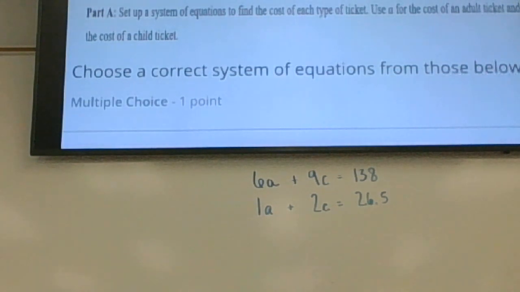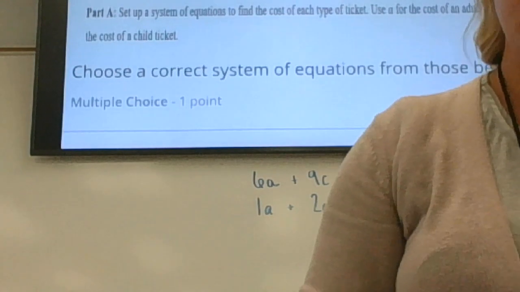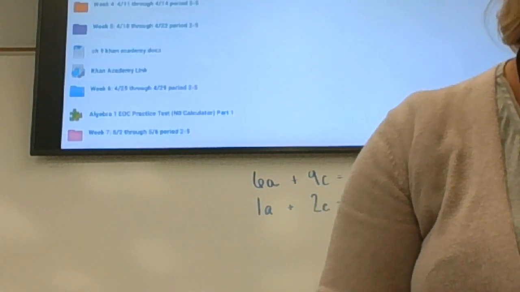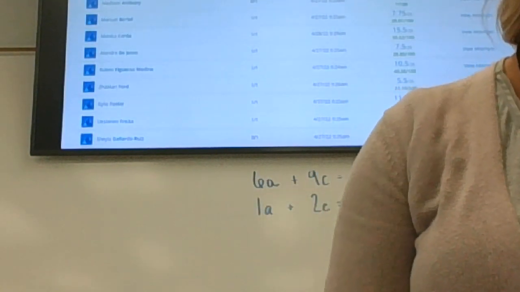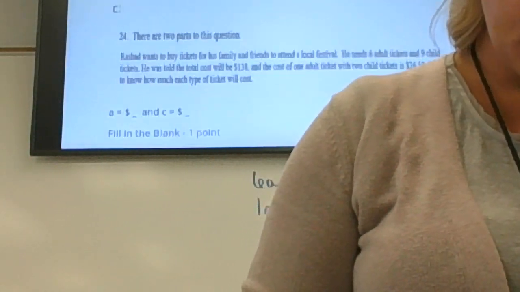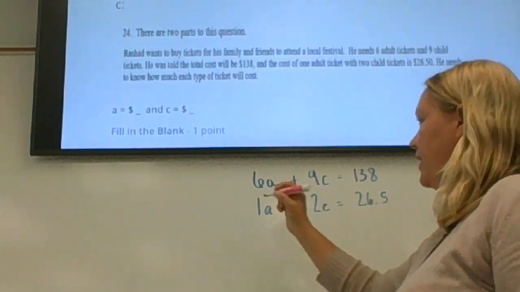This is a system that you can use to find the cost of tickets. Write your 2 equations. There's 2 options to solve it. We could subtract 2c and do substitution, or we could multiply the whole bottom by -6 and make opposites. What would you guys want to do? You want to make opposites? Okay. So we're going to multiply the whole bottom by -6. And then we're going to add down.